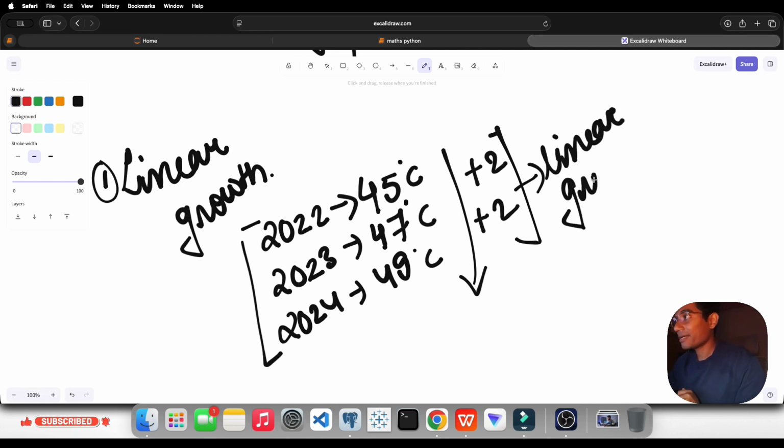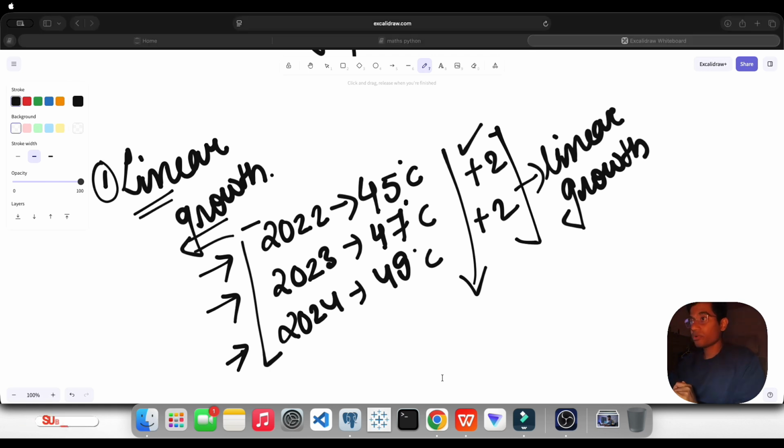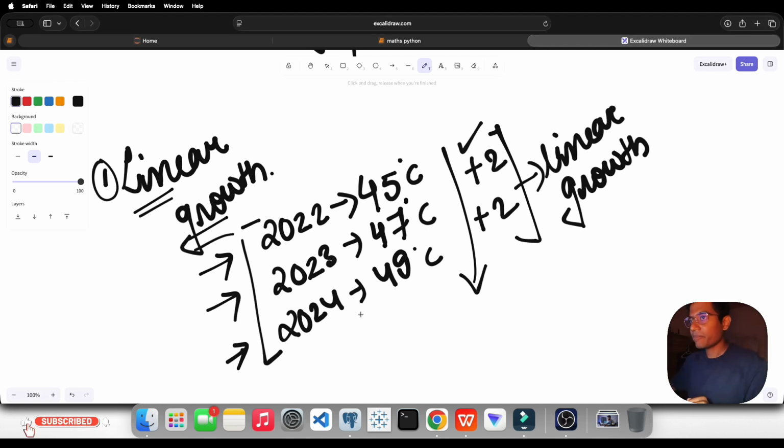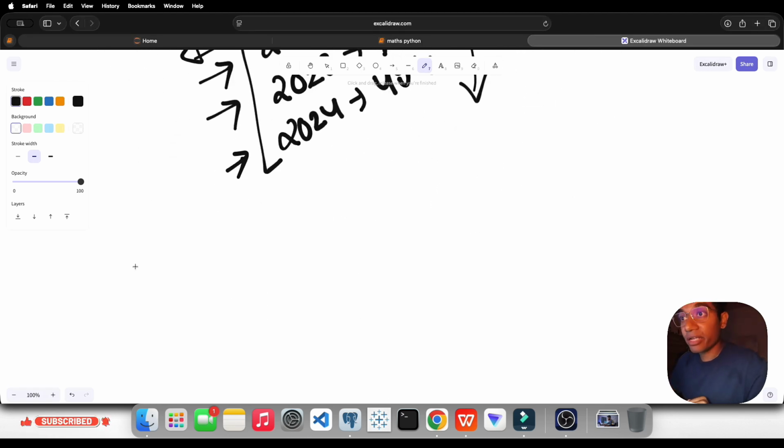Linear growth means the same amount of growth in each and every year, in a repeated way. So this is what we call linear growth, because the growth is fixed, or the increment is fixed. That's it. Let's now go to exponential growth. Same data I will take for the temperature.